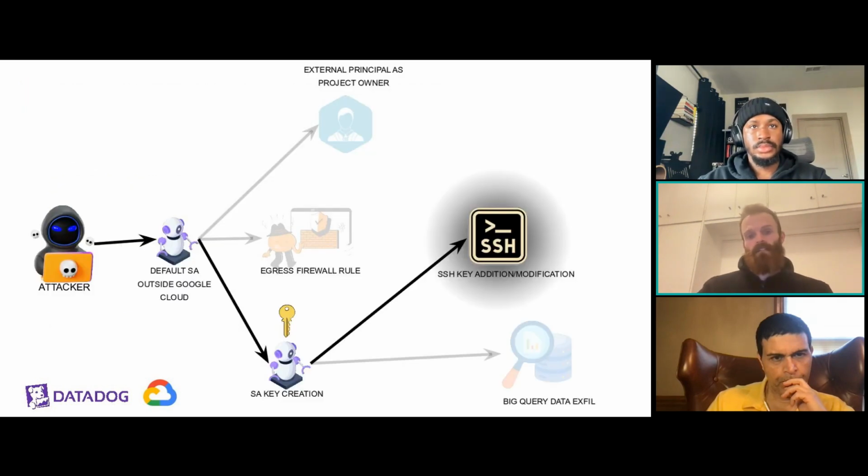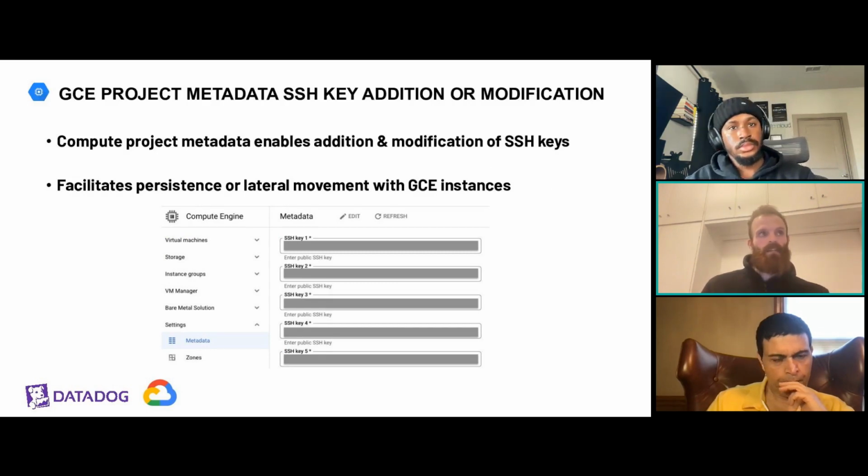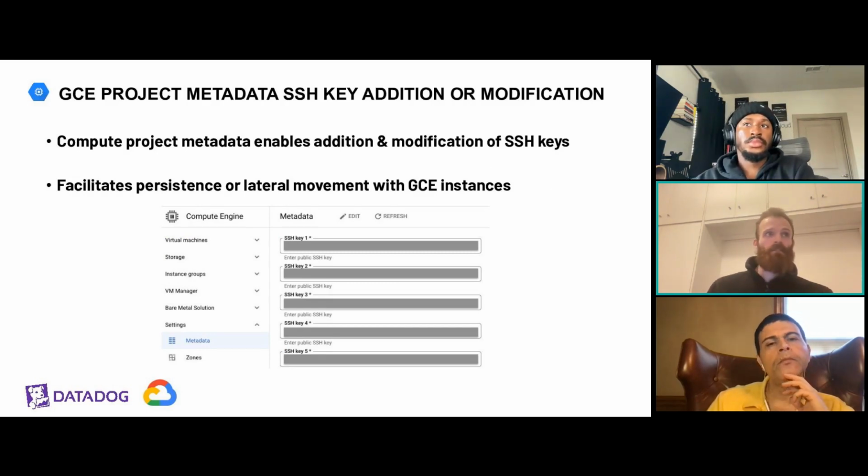And then the second technique we're going to look at is another persistence one, but also could be used as a lateral movement technique. So it's the addition or modification of SSH keys for the GCP project metadata. You can add a public SSH key to compute project metadata to access all VMs in a project except those that block project-wide SSH keys. So an attacker already has initial access to your project, may try to preserve that access or laterally move to other instances by adding their SSH key to the compute project metadata, which you can see in the screenshot.